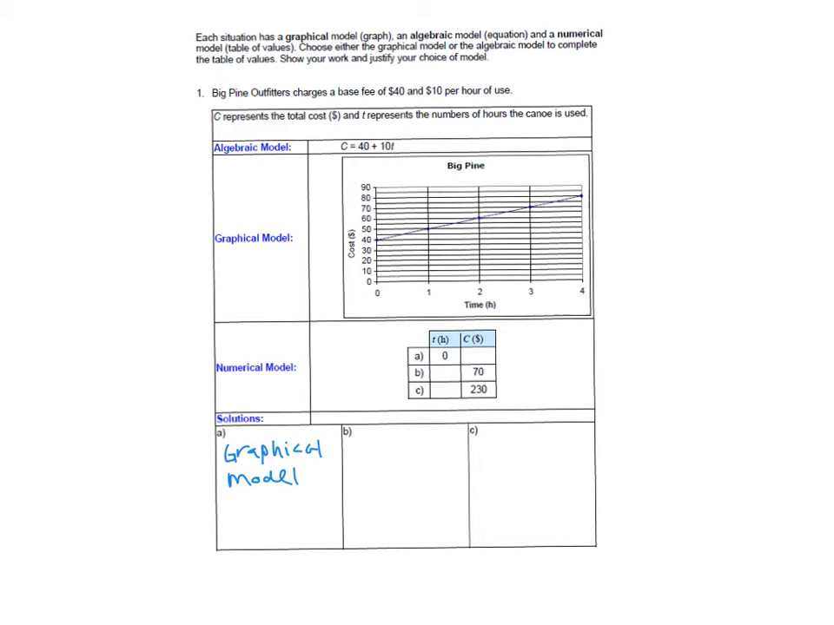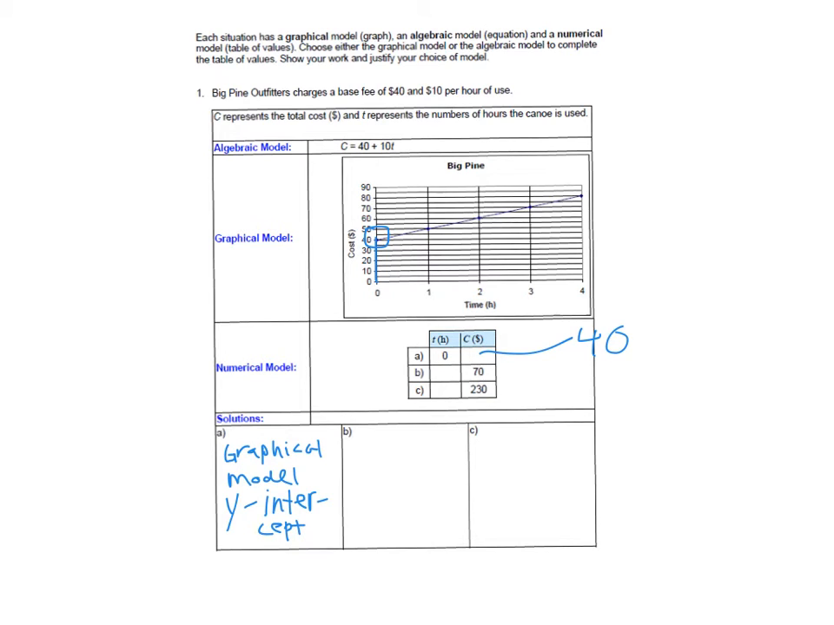So down here in my solutions, I would write graphical model. And maybe I would draw a line on my graph to show that I understood that this is the point, and I could write in here y-intercept. Okay, so that one was easy enough to figure out. The answer is 40.